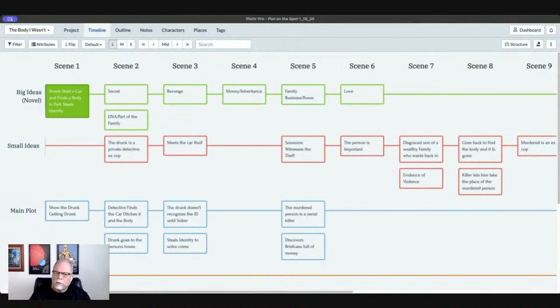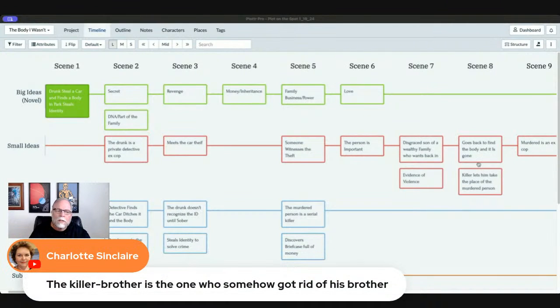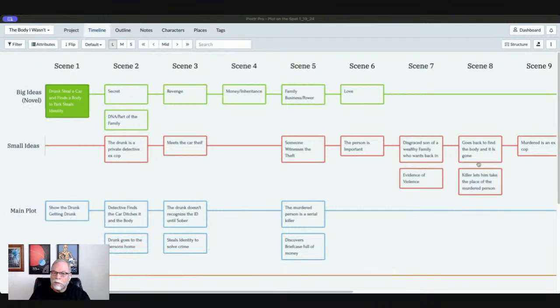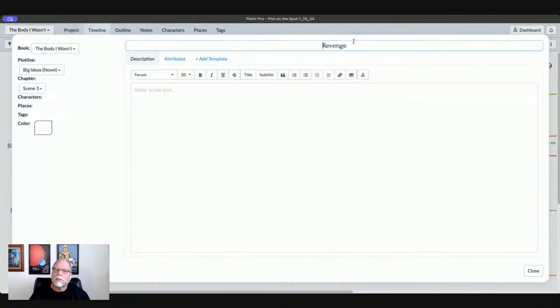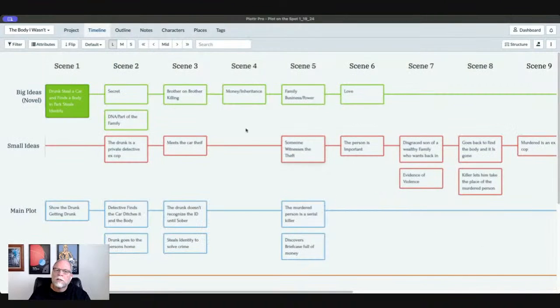Okay, what's another type of secret that we could have, that he could have? Neighbor they killed years ago. Let's see here. The killer brother is one who somehow got rid of his brother. Ooh, that is another. So we could do kind of the secret is a brother on kind of a Cain and Abel killing thing. That is one of the things we could do for sure.